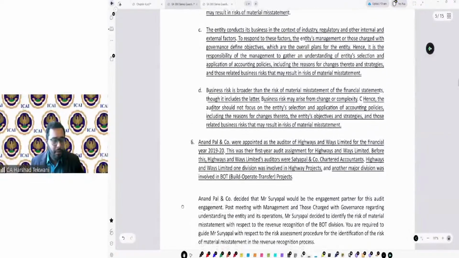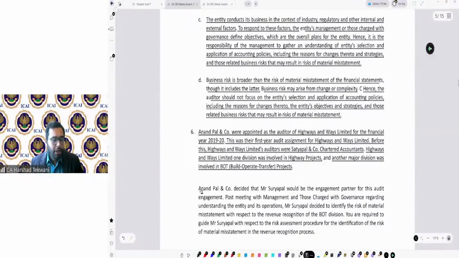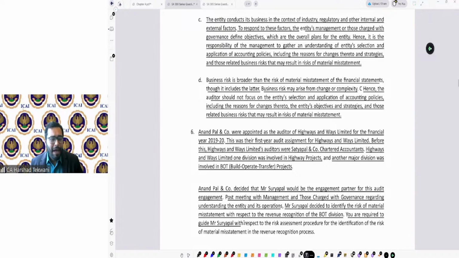Anandpal and Company decided that Mr. Suryapal would be the engagement partner for this audit. Post meeting with the management and those charged with governance regarding understanding the entity and its operations, Mr. Suryapal decided to identify the risk of material misstatement with respect to the revenue recognition of the BOT division. You are required to guide Mr. Suryapal with respect to the risk assessment procedures for identification of risk of material misstatement in the revenue recognition process.